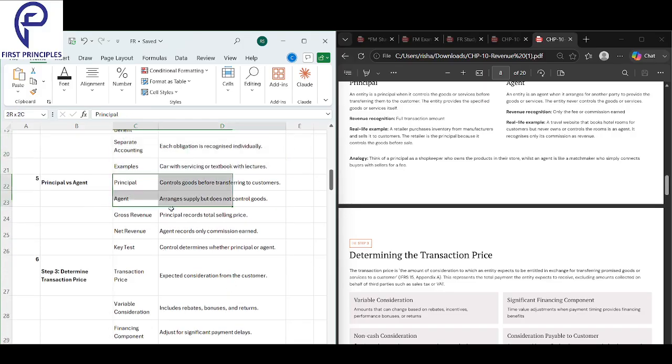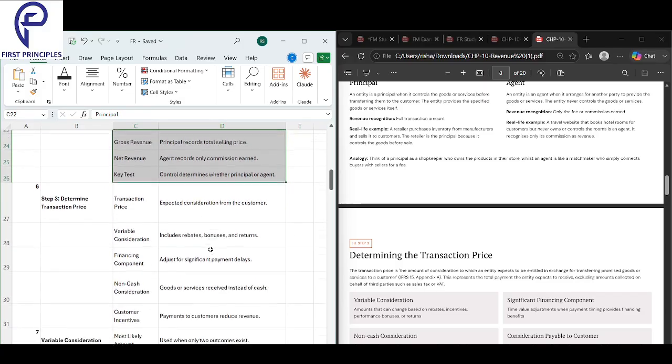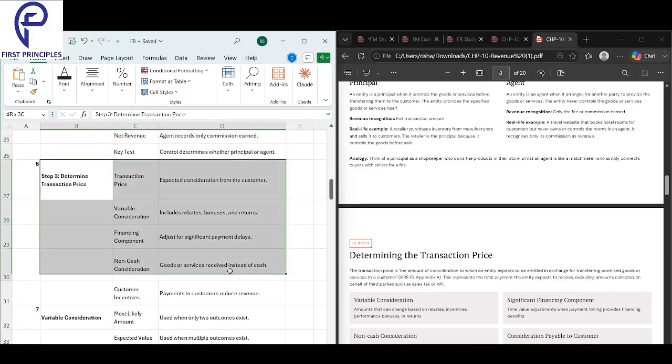Principal versus agent, we understood. One who controls the goods is the principal. One who just makes the two parties meet is the agent. Principal records the gross revenue, agent records the net revenue. What are the key tests here? When you want to determine who the principal and who the agent is, just see who controls the goods. Next, we determine the transaction price.